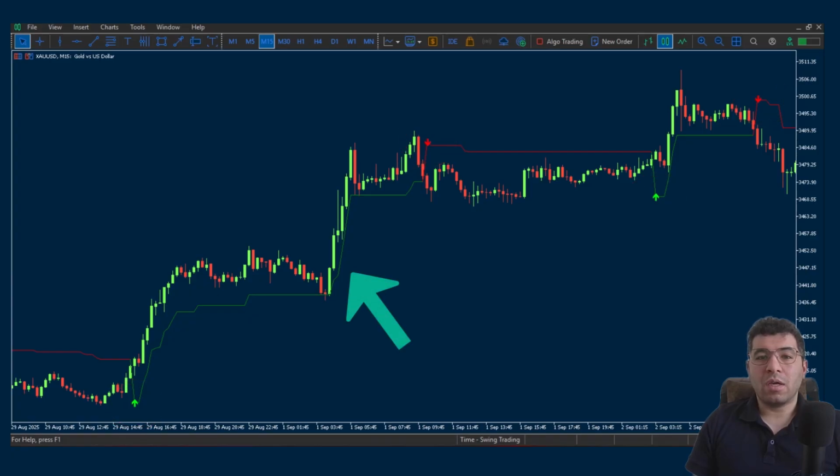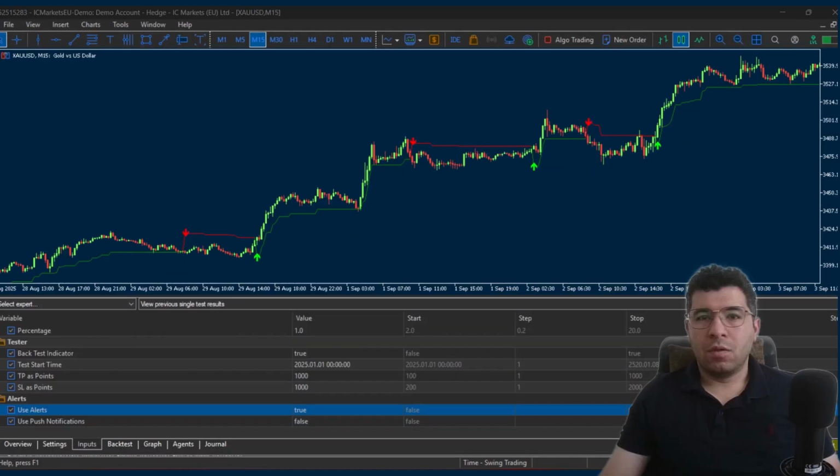Imagine you are long in an uptrend. NRTR stays green and lets you ride the move. Once price breaks the trailing level, it flips red. That's your clean cue to exit or reverse. It's trend following made visual, simple, and decisive.